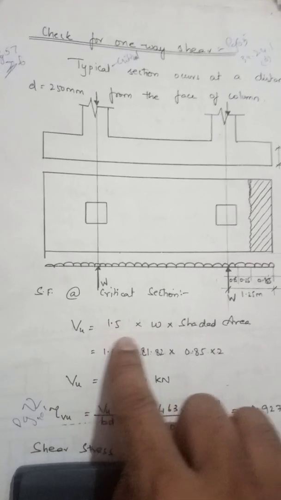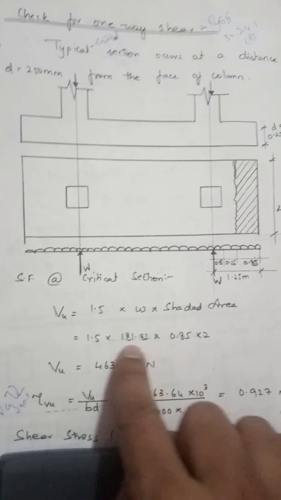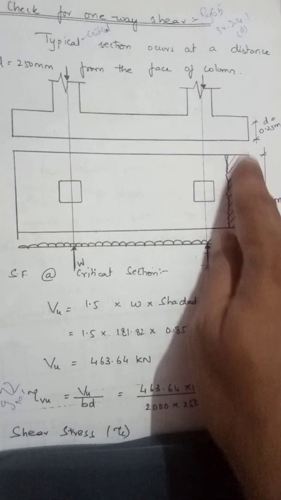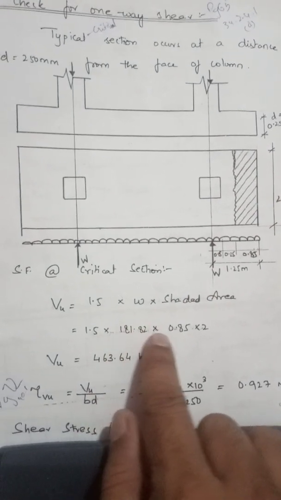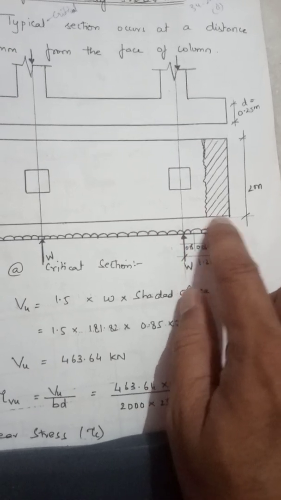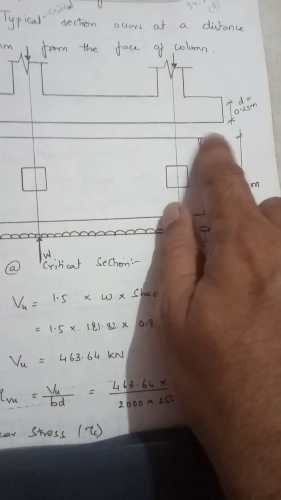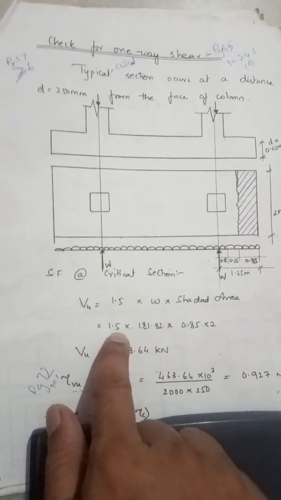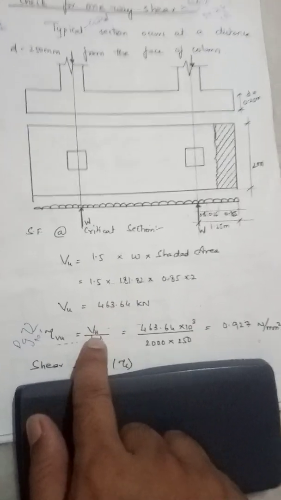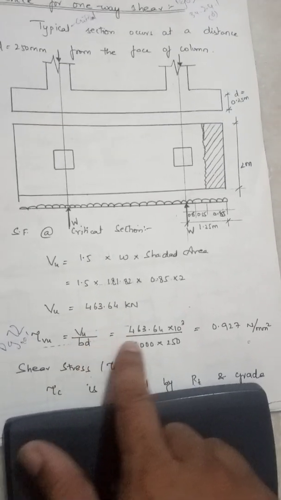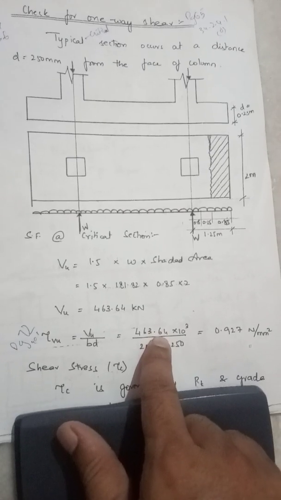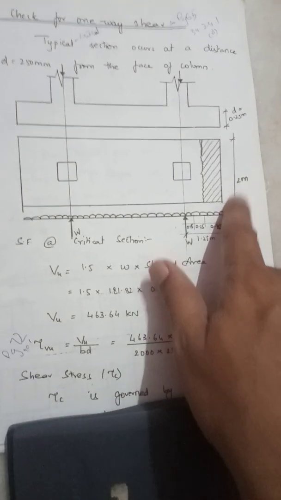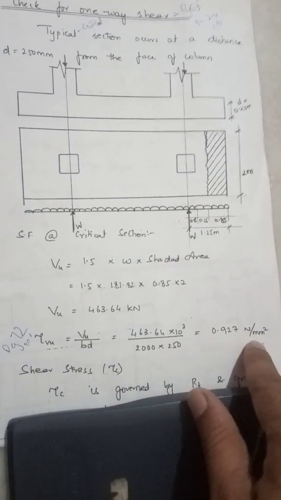V is equal to 1.5 into W into the shaded area. W is the NUPI, and we have to take NUPI only for this area, so 181.82 into 0.85 into 2. 0.85 is this dimension and 2 is this dimension. This shaded area is 0.85 into 2. I've factored it also: 463.64. Then tau V is equal to VU by BD. I'm substituting this value of VU here, converting it into Newton, and B is 2000, the breadth is 2 meter, and D is 250, so 0.927 Newton per mm square.